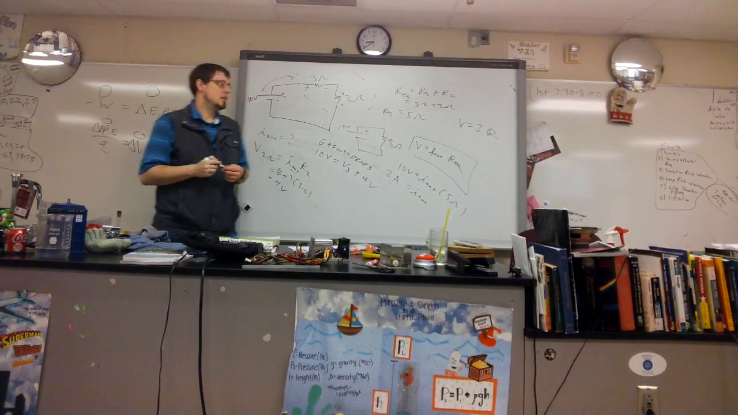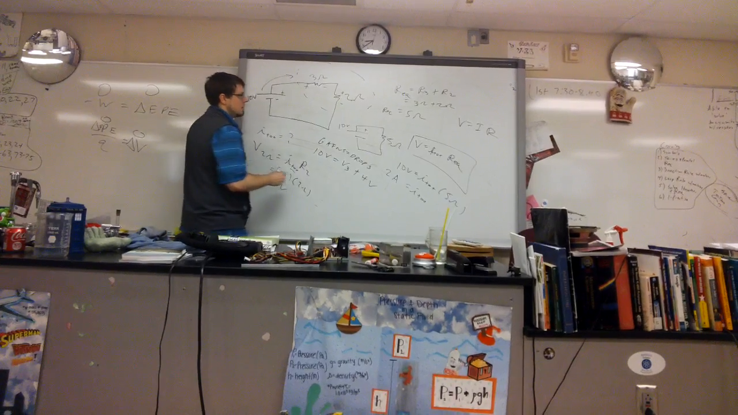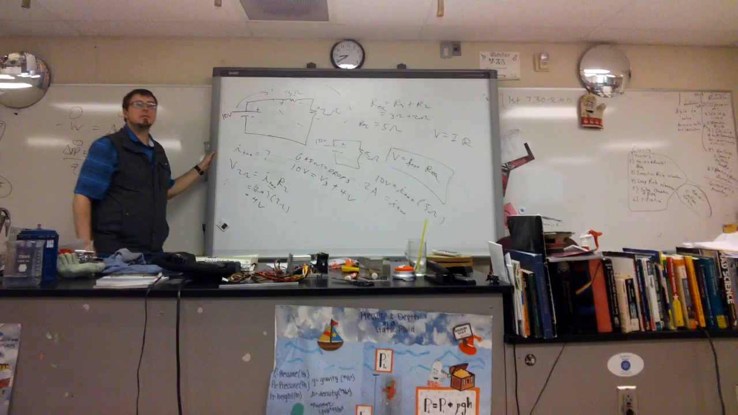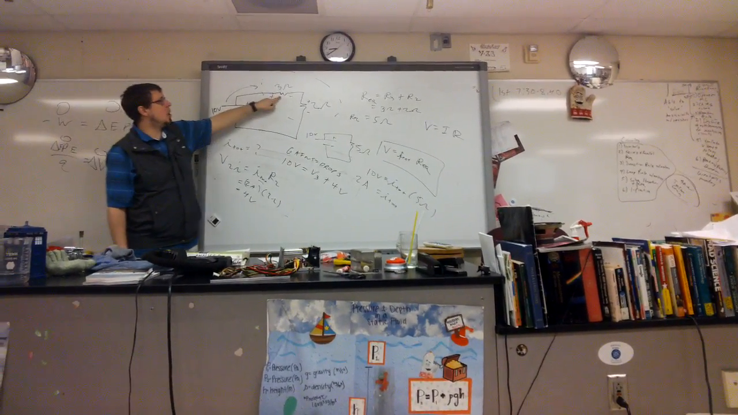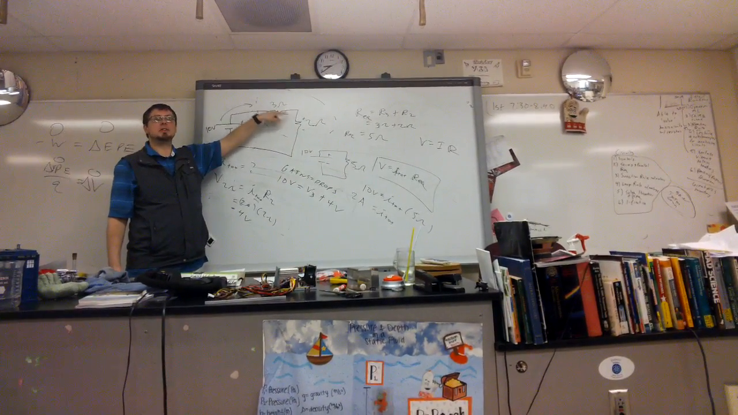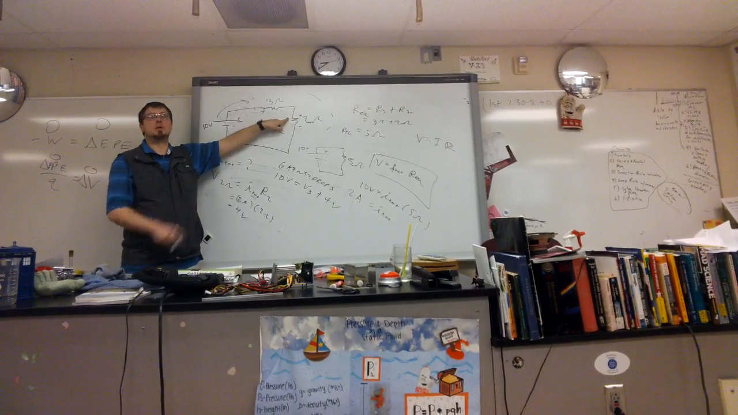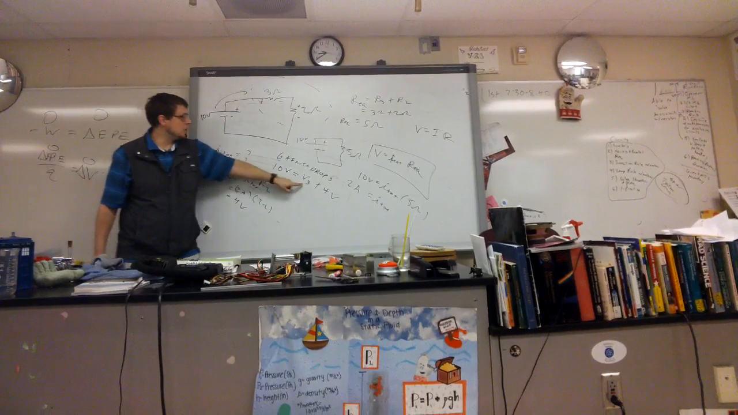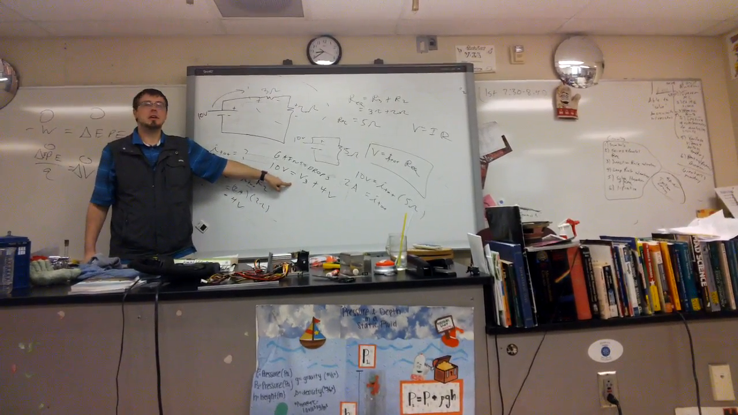Yes? Is your V3 supposed to represent your voltage at the first resistor? Yes, voltage across the 3 ohm resistor. Yeah, I'm calling this R3 and R2 because I just have simple numbers. If this was like 2.5, I wouldn't do that. I'd label them R1, R2, or something like that. Okay, so we get 6 volts.